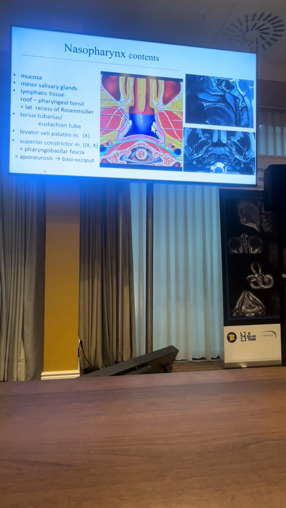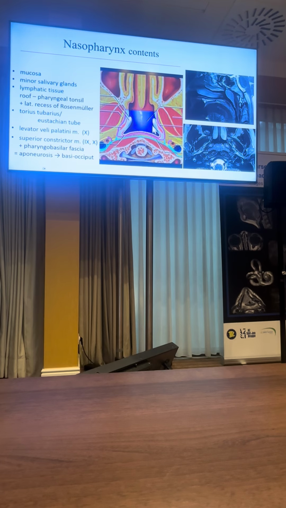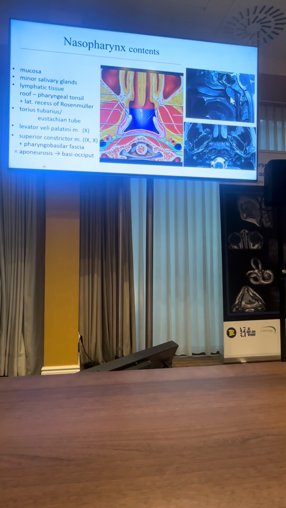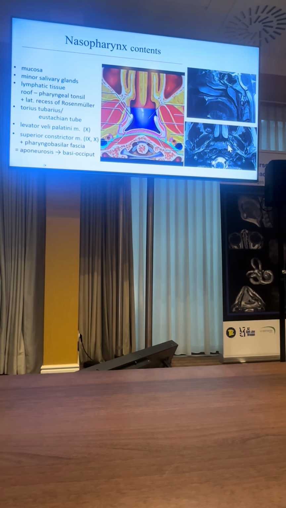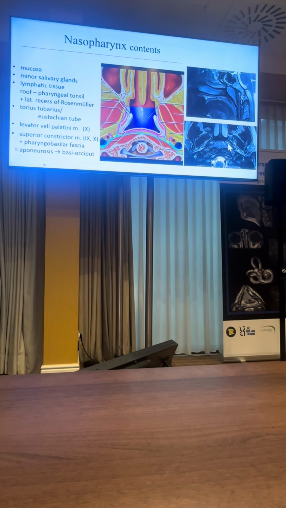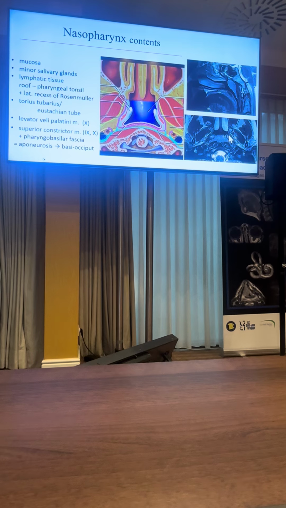So there is mucosa. On the surface, we have minor salivary glands, lymphatic tissue. We have the pharyngeal tonsil, that's a little bit of repetition. We have seen the torus tubaris, and what you can see here again is the torus tubaris. You see this is cartilage, this is why it's bright on T2. The ostium is this very small narrow gap here.